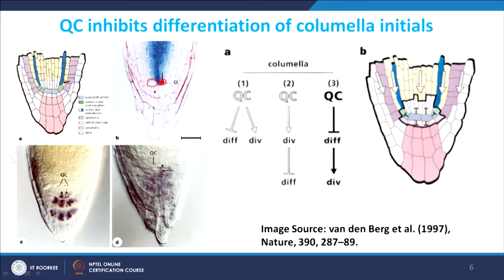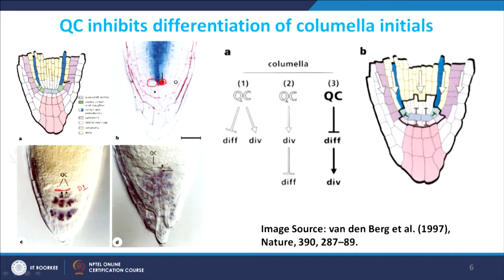But if you look at the QC, just below it the cells in the D1 layer do not accumulate starch, which means they are still stem cells. But the cell layers below D1, like D2, D3 and D4, start accumulating starch, which means they have lost the stem cell property and have started cell differentiation.